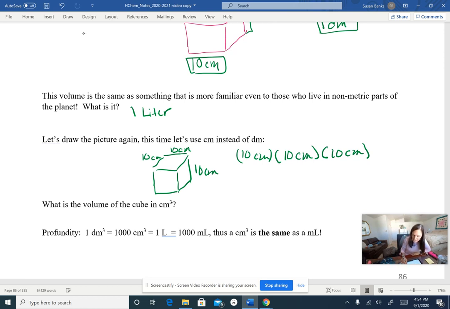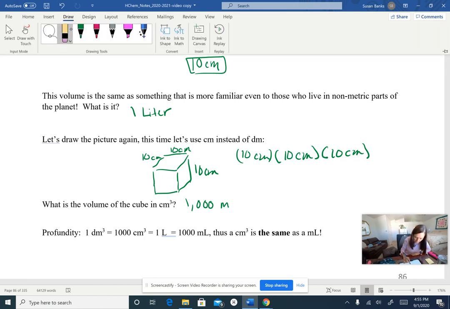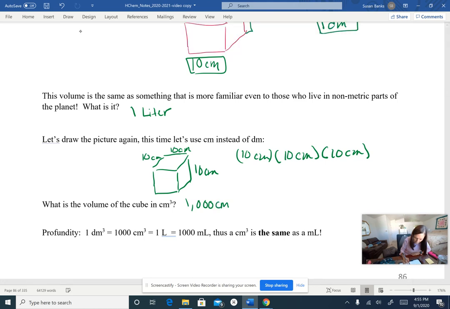Okay, 10 times 10 is 100. Times 10 again, 100 times 10 is 1,000. So this would give me 1,000 centimeters, and that would be 1,000 centimeters cubed. And we just said that that would be equal to 1 decimeter cubed. And we also said that a decimeter cubed was equal to 1 liter. Okay? So this is the main point of this whole argument: a decimeter cubed is equal to 1,000 centimeters cubed is equal to a liter.